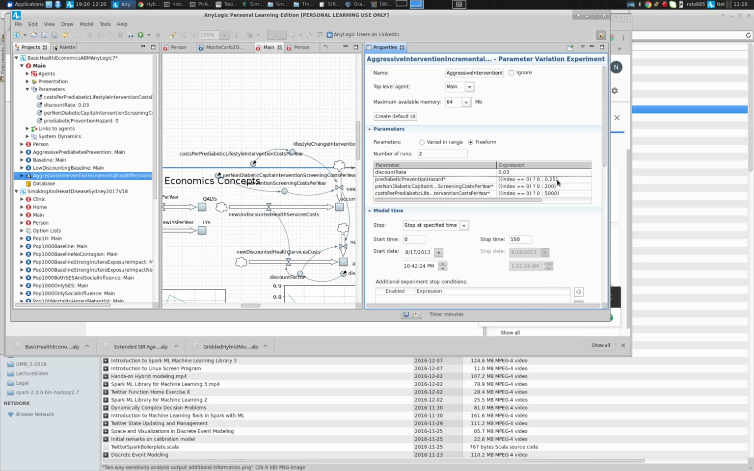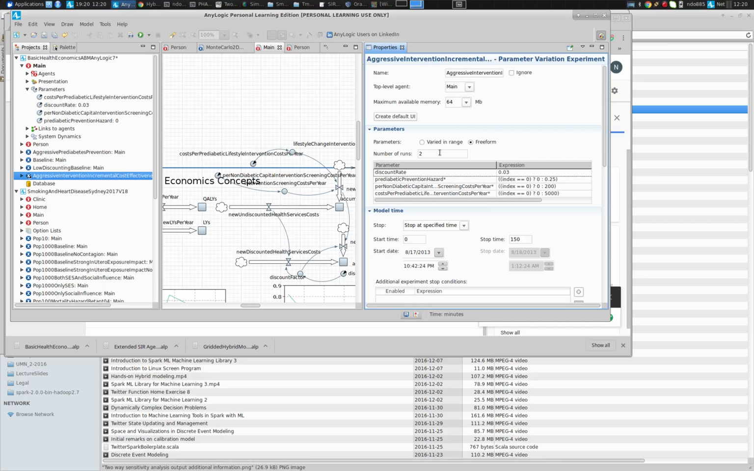And I'm examining how that will end up affecting things, also taking into account the screening costs and the lifestyle intervention costs associated with this. In this analysis, you'll notice there's this little X and a tick. That tick indicates that it's a parameter variation experiment. This parameter variation experiment is designed to examine the incremental cost effectiveness of one intervention compared to the baseline. The way it's accomplished is a little bit gauche, but it works.